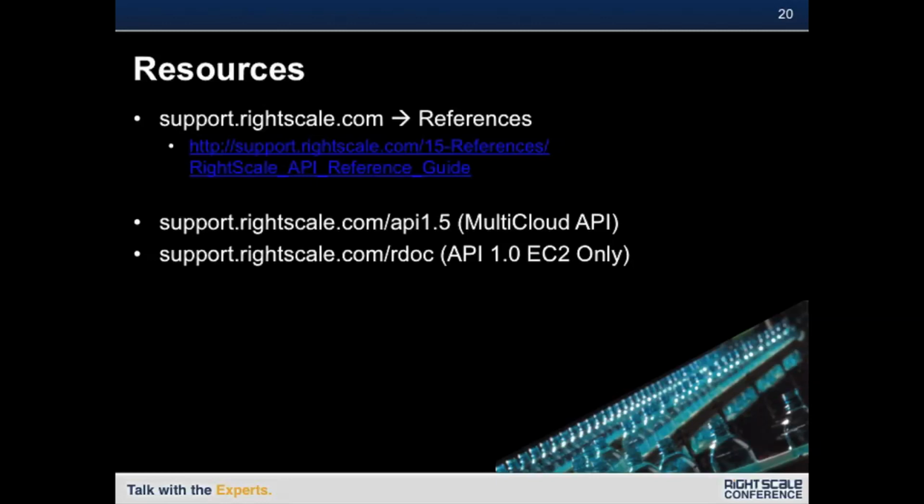A lot of our documentation, again, is on support.rightscale.com, and you can go to the reference documentation there, and it's hard to read the blue there, but you can easily find it when you're on the site. And then we have both extensive documentation for the new multi-cloud API, as well as the current EC2 API.